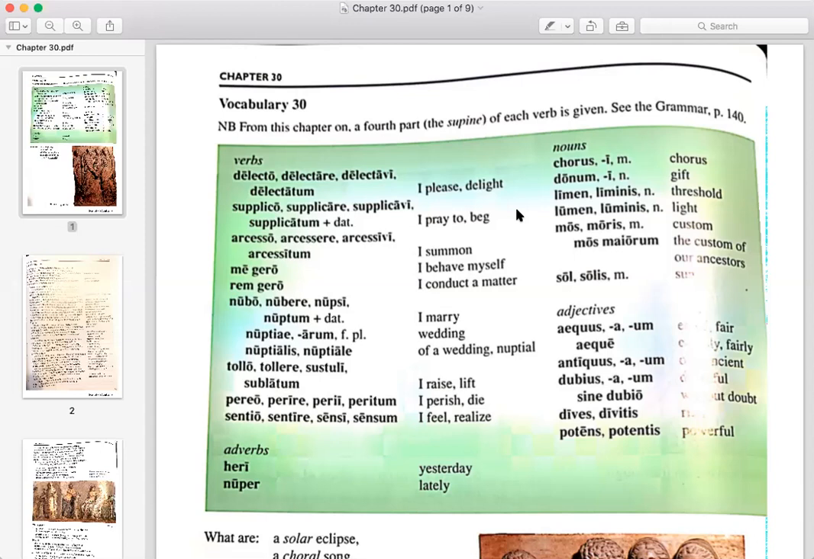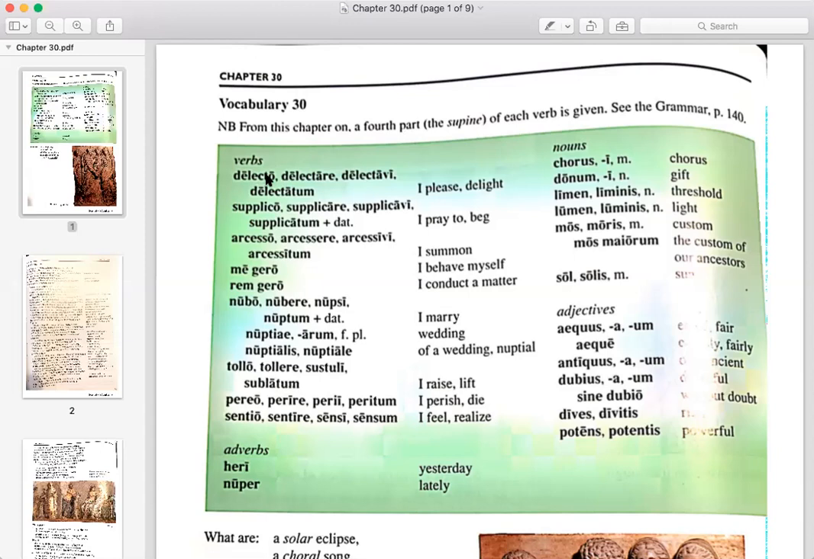So here in your vocabulary, you notice that you're going to have a few more parts to your verbs, your dictionary entries for your verbs. This is called the supine. I'll get to what that means in a moment, but you'll notice when you look up a verb now, you will have four principal parts.